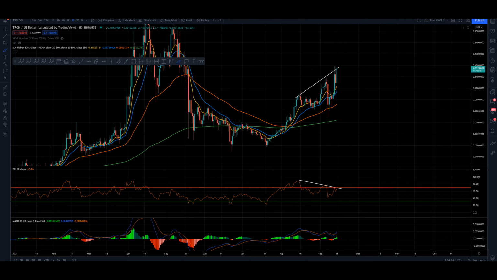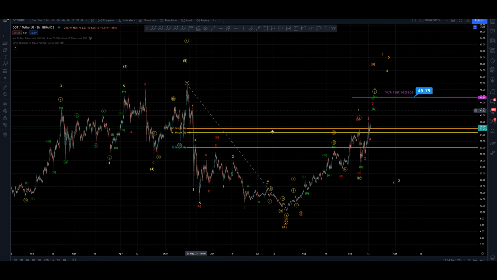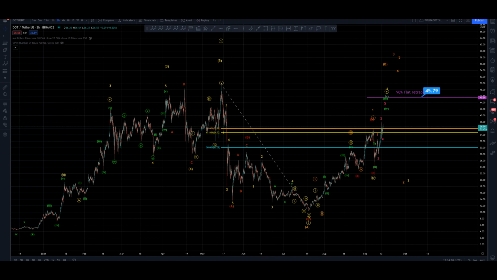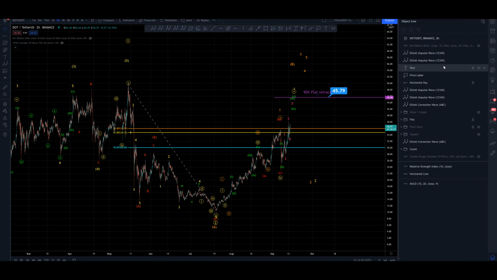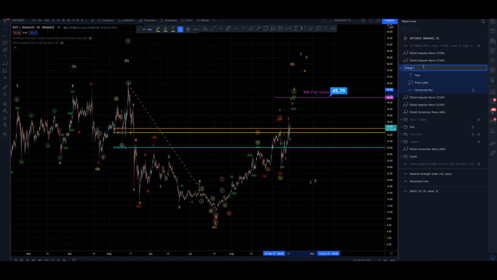Okay, so now let's have a quick look at Polkadot before we wrap up the video, and we're going to do the same thing here. We're just going to put that new labeling into its own folder. This is a 90% retrace, flat question mark. Okay.